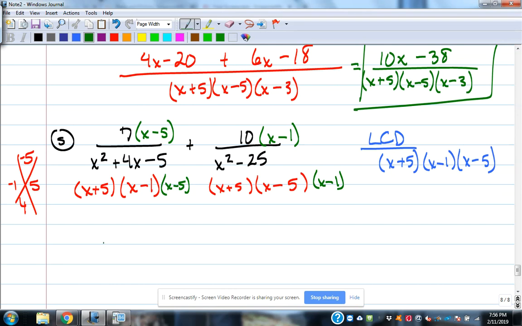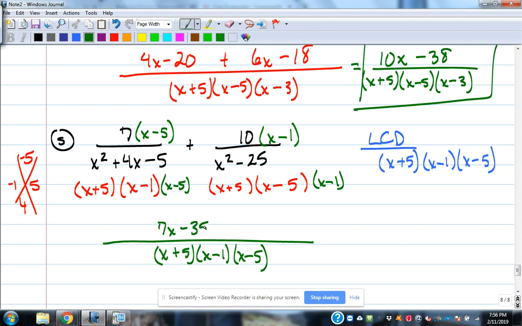Now, next thing to do, you've got the denominators the same. X plus 5, x minus 1, x minus 5. They both have the same denominator now. Next thing to do is do what with the numerators? Multiply them out and then add them up. So we get 7x minus 35 plus 10x minus 10. So that's going to be 7 plus 10 is 17. Negative 35, negative 10 is negative 45 over that denominator.